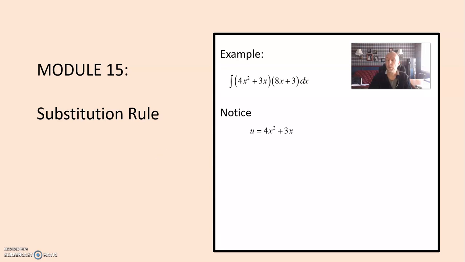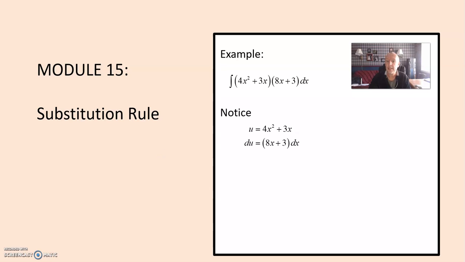First, we need to notice a function and its derivative. Well, let's notice the first function, 4x squared plus 3x, and let's call this u. It's going to be significant that we can also find its derivative. We'll notice that the derivative of u is 8x plus 3. So we have in our original question both a function, 4x squared plus 3x, and its derivative, 8x plus 3, and these are multiplied together. So the substitution rule is going to work perfectly.